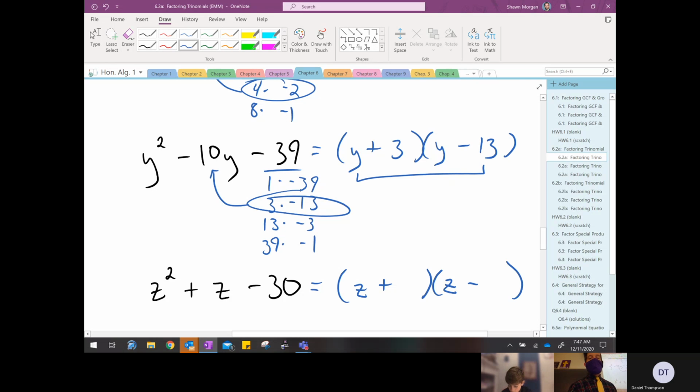Again, the reason being, we know the first times the first. Y times y is y squared. That's cake. We're interested in the outer and the inner. When I multiply the outer, I get -13y. When I multiply the inner, I get +3y. -13 plus 3 is -10, and that's what I get there in that middle term. Okay?